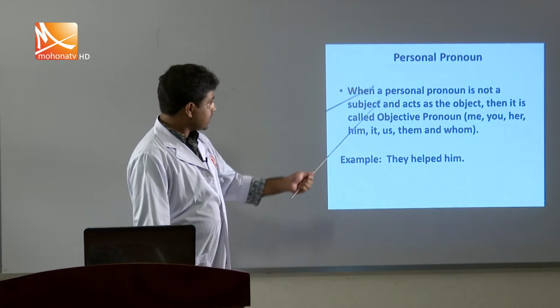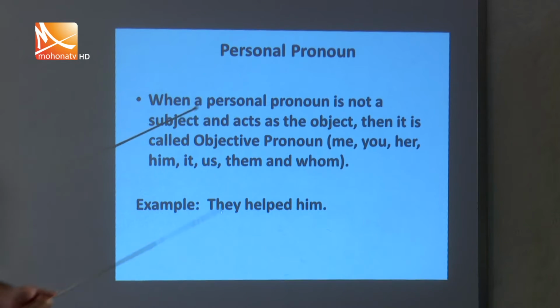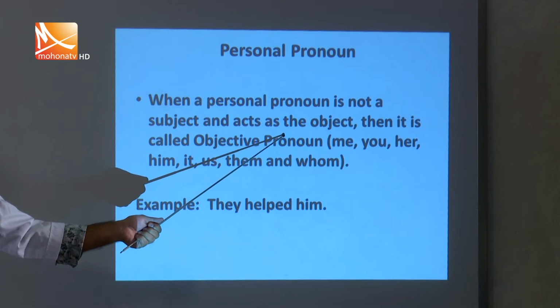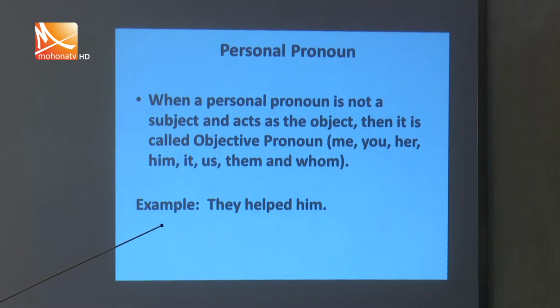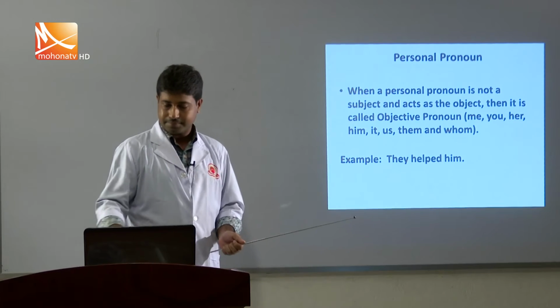Now look at this slide. When a personal pronoun is not a subject but acts as the object, then it is called an objective pronoun. For example, me, you, her, him, it, us, them and whom. These are the objective pronouns. For example, they help him. In this sentence, him is an objective pronoun.